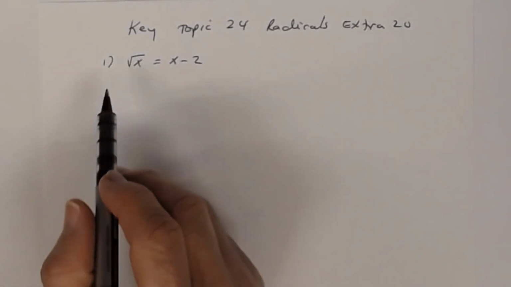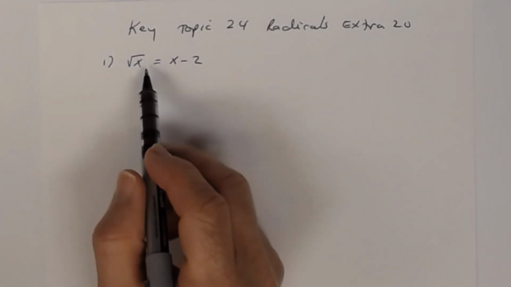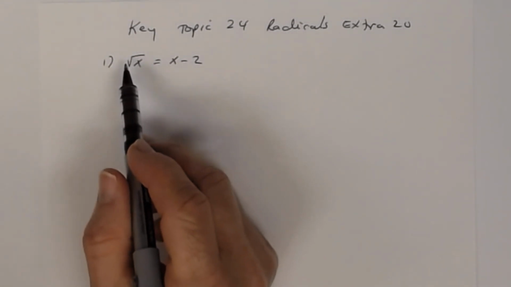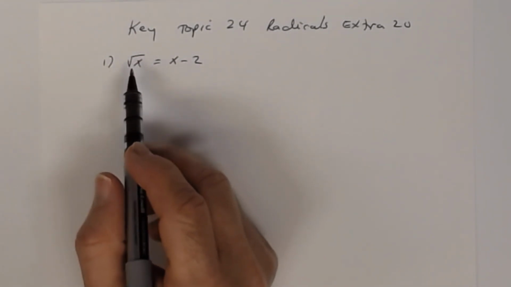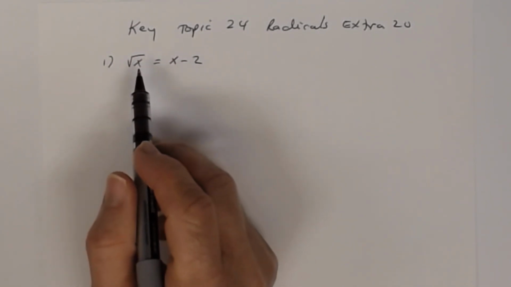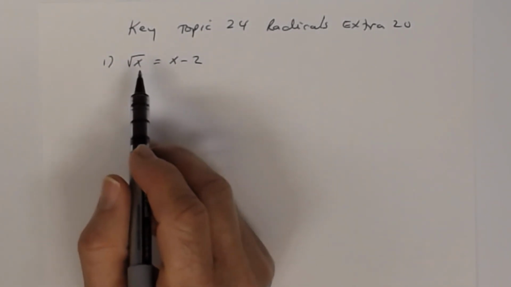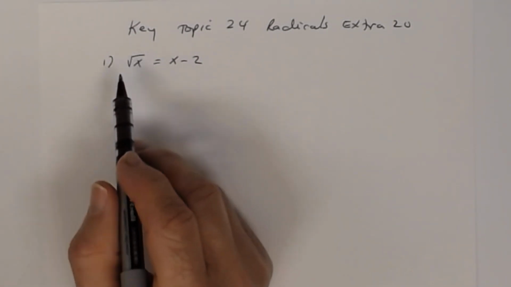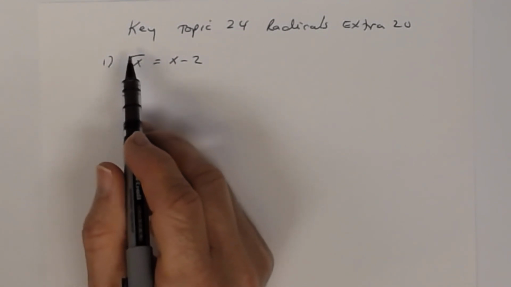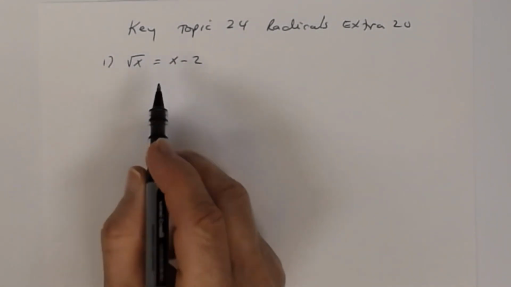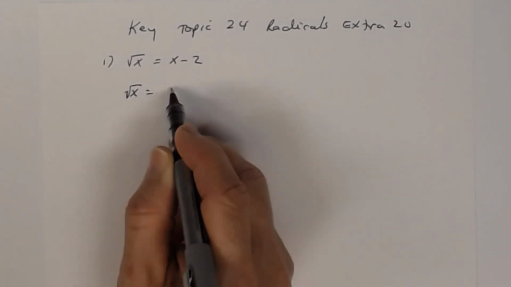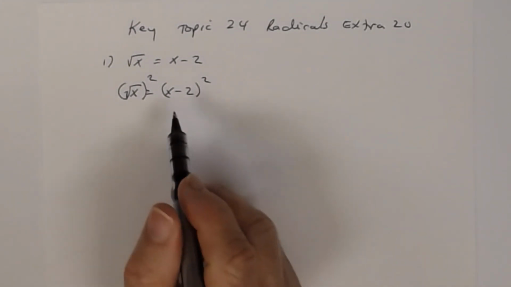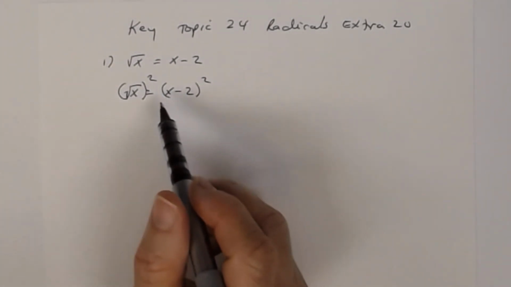In number one, the radical expression is already by itself on one side of the equation. To get rid of the square root symbol, the next step is to raise both sides of the equation to a power equal to the index. Since we're dealing with square roots, the index is 2. If I want to reverse what the square root is doing, I'm going to square both sides. I'll rewrite this over, square both sides, and then do the operations being performed.